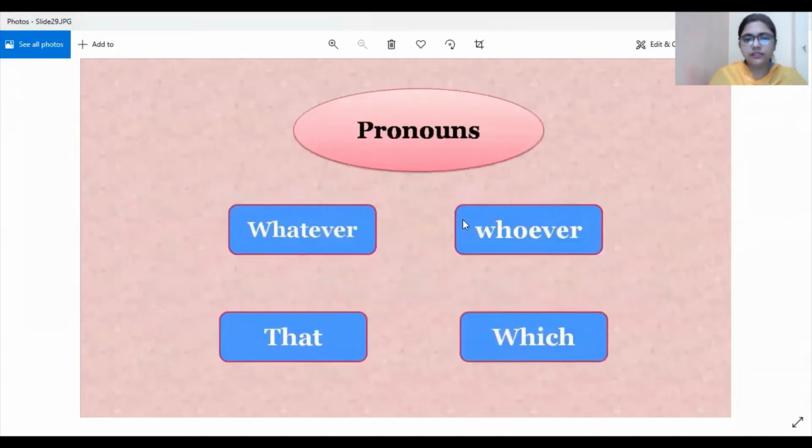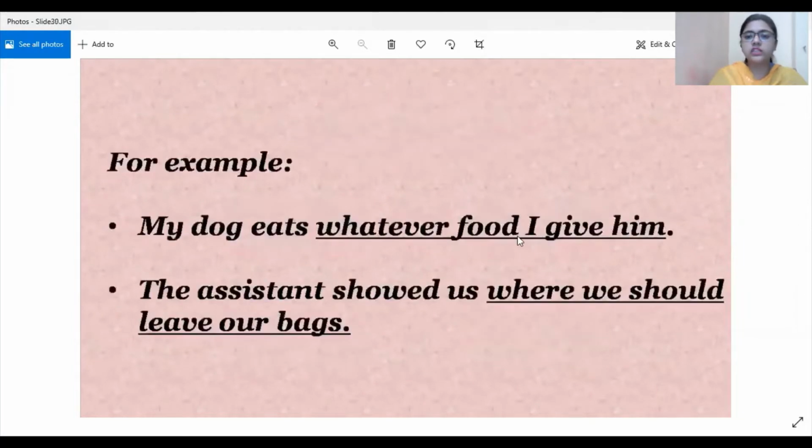Next, again, there are further pronouns like whatever, whoever, that, which. All such pronouns also act as or introduce noun clauses. Like, my dog eats whatever food I give him. The assistant showed us where we should leave our bags.